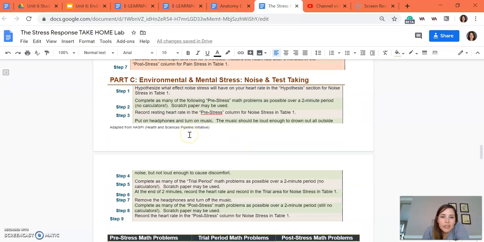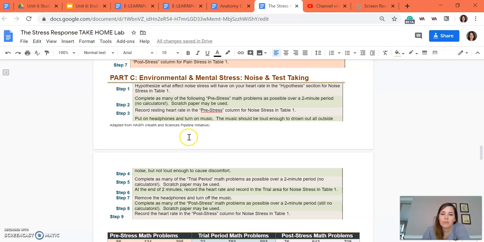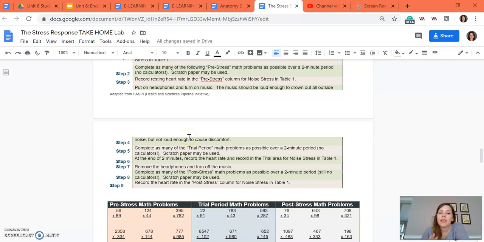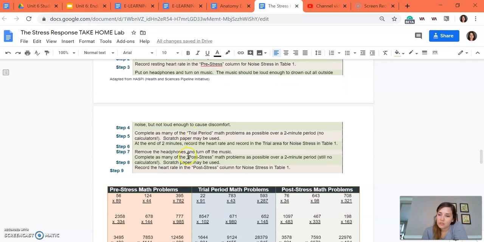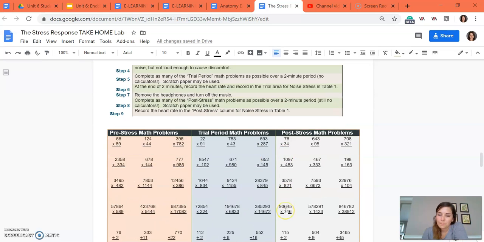And then what you're going to change here, you're going to turn on music. This shouldn't be like calming music. This should be music that maybe stresses you out. So maybe some heavy metal. If you can't stand country music like me, maybe some country music. And then see if that environmental stressor changes your heart rate.